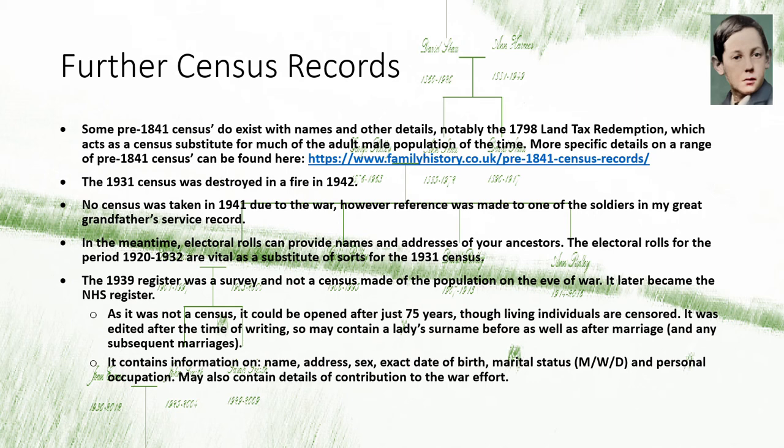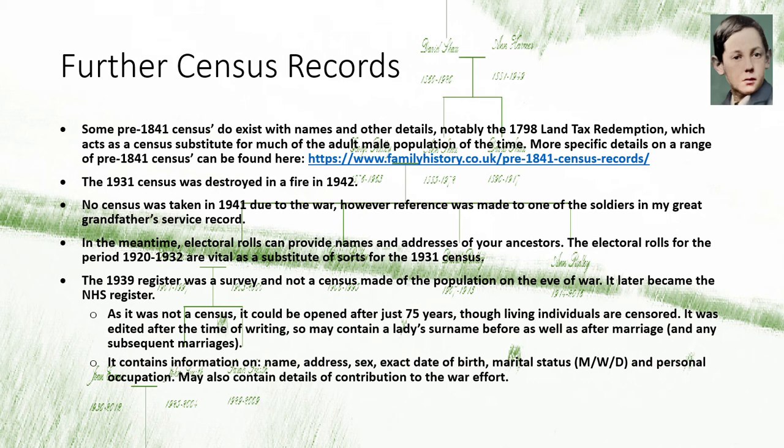For looking at further census records, if you want to expand pre-1841, first of all, notably the 1798 land tax redemption records, they're almost a census substitute for much of the adult male population of the time. That can be searched on a website such as ancestry.com. It's not a census, it doesn't cover the whole population, but it's quite a good record, and you're likely to find some ancestors in there. It gives you a basic idea of the rates they were paying and the kind of house that they would have been living in.